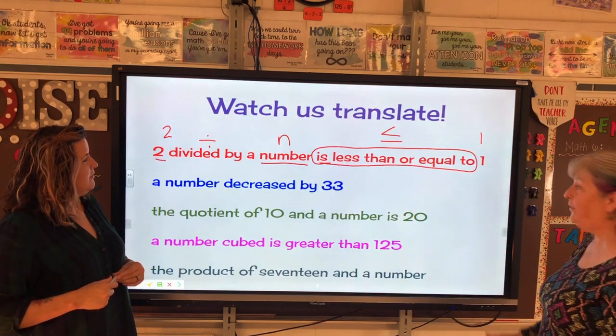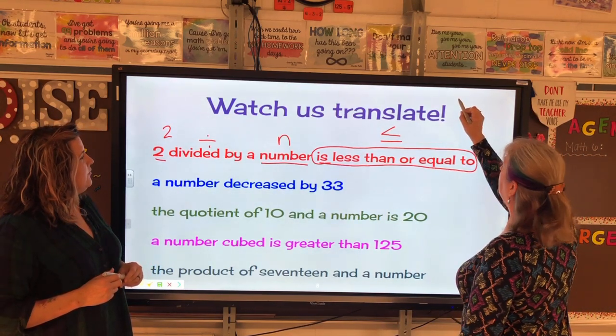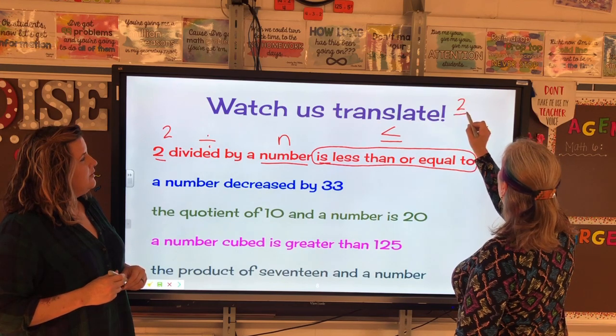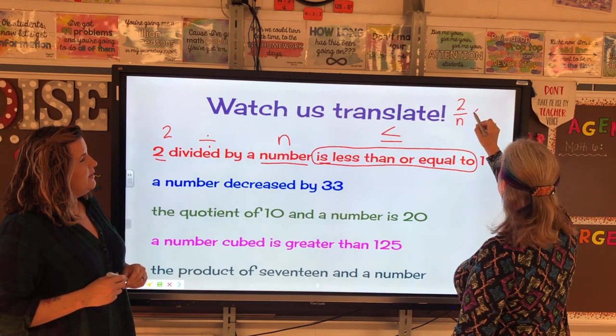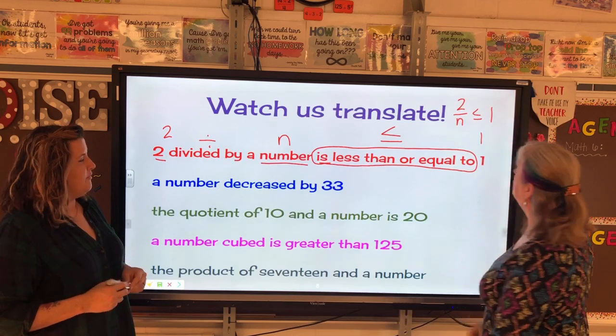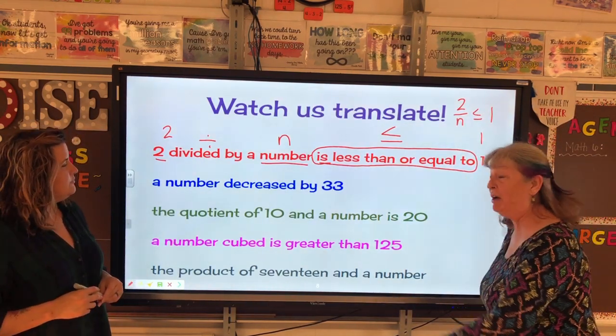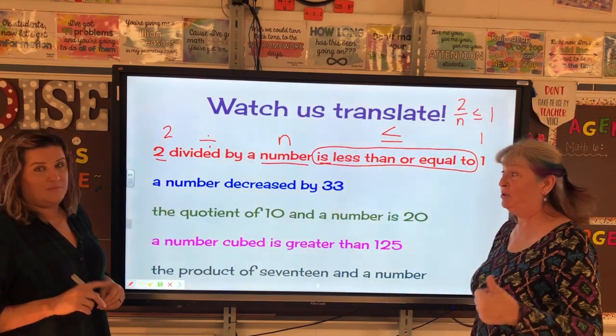So there, I've got it. I'm just going to write it in order. 2 divided by n is less than or equal to 1. Perfect. And by the way, you're going to be learning how to solve those coming up here soon. I love algebra.